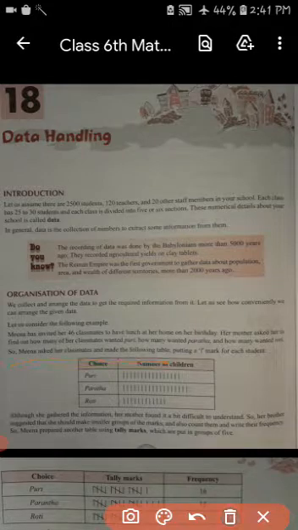Tally marks for puri, paratha and roti, and the number of children. Although she gathered the information, her mother found it a bit difficult to understand. So her brother suggested making groups of tally marks and also finding out their frequency. So Meena prepared it using tally marks. We put them in groups of 5.